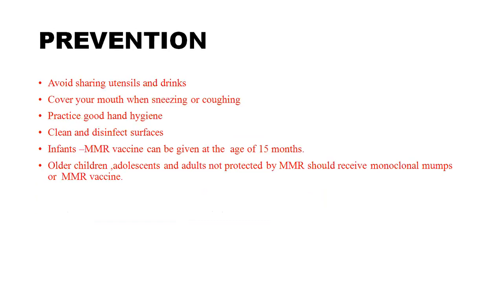How could you prevent mumps? Avoid sharing utensils and drinks. Cover your mouth when sneezing or coughing. Practice good hand hygiene. Clean and disinfect the surfaces. Infants should be vaccinated within 15 months of age. Older children, adolescents, and adults not protected by MMR should receive the monovalent mumps or MMR vaccine at the earliest.